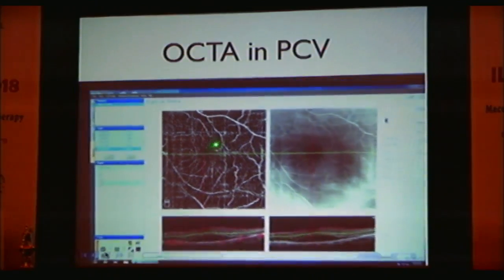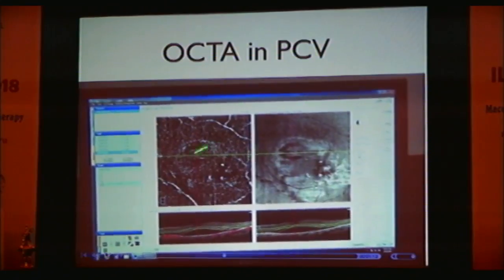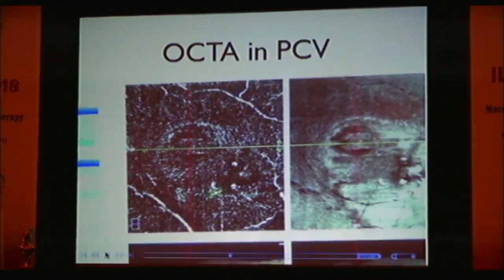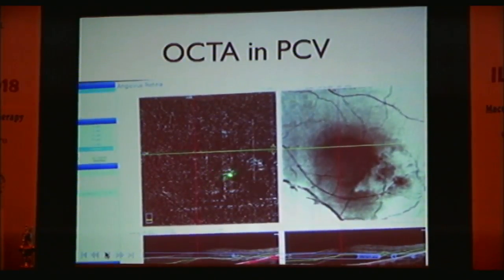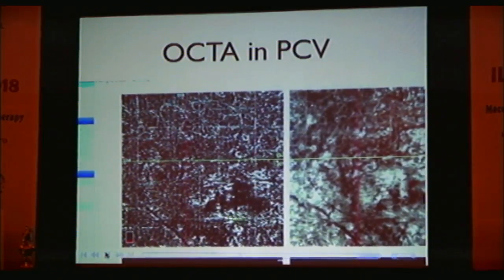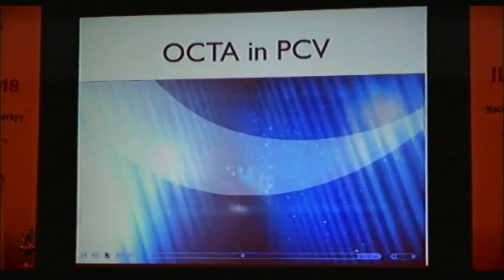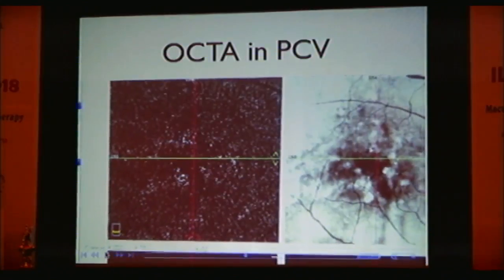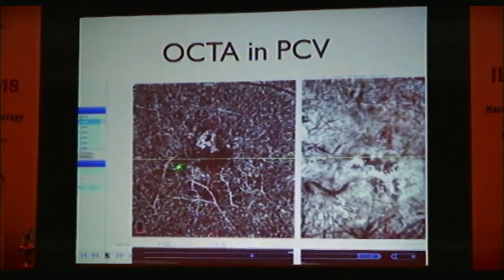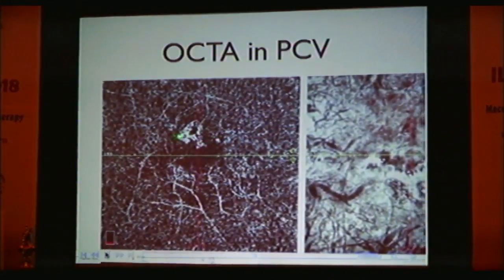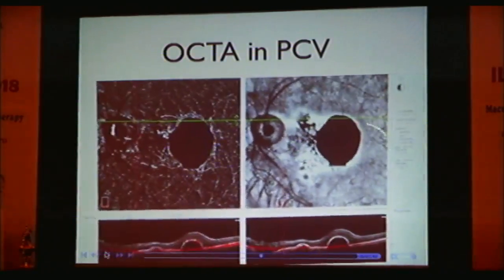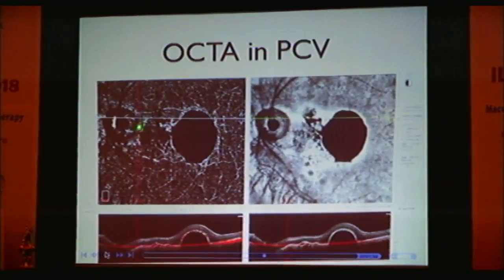So this is the outer retina. This is the deep retina, and even in the deep retina, once the polyps are huge, they are visible. Outer, and this one is the choriocapillaris layer. Another patient. Look at this bunch of polyps with the branching networks. PED, and these are the polyps.